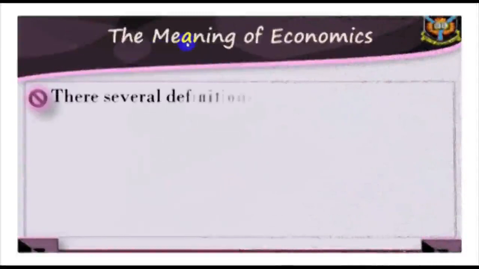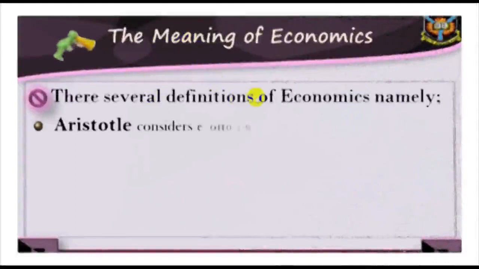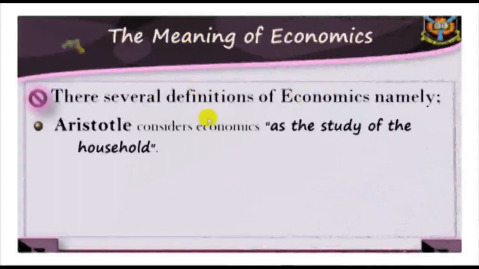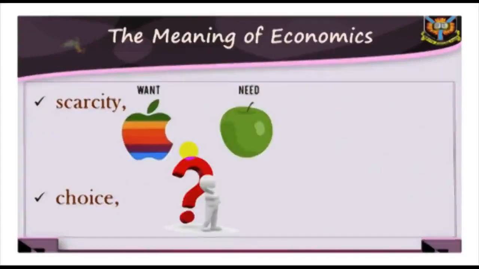The meaning of economics. Many economists have attempted to define economics from a narrow perspective and thereby leaving out the main substance of the subject matter. Aristotle considered economics as the study of the household. Marshall defines it as the study of mankind in the ordinary business of life. Addison, on its own, defined economics as a social science which covers the actions of individuals in the processing, exchanging, and consuming of goods and services.